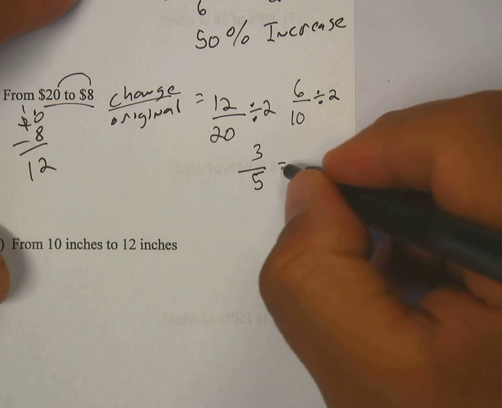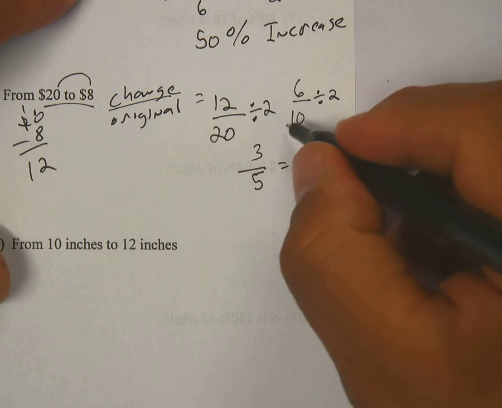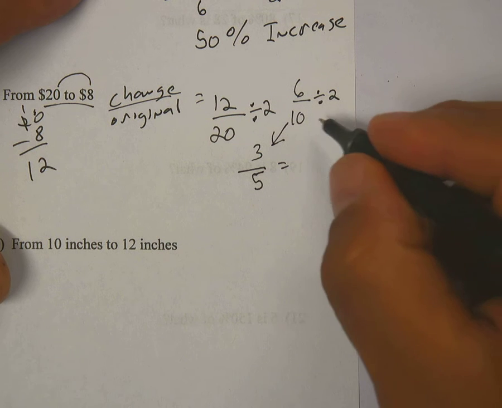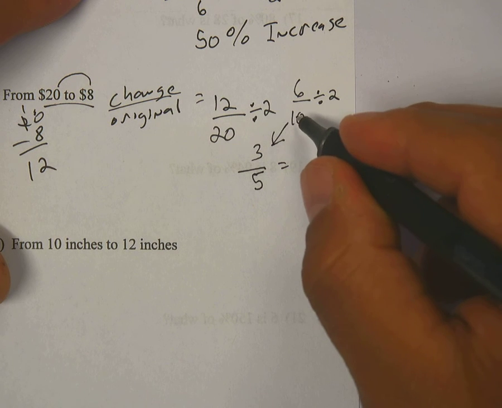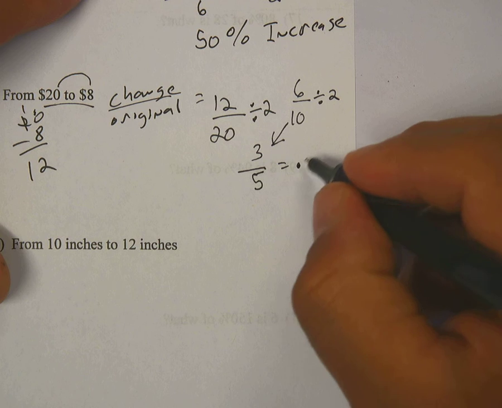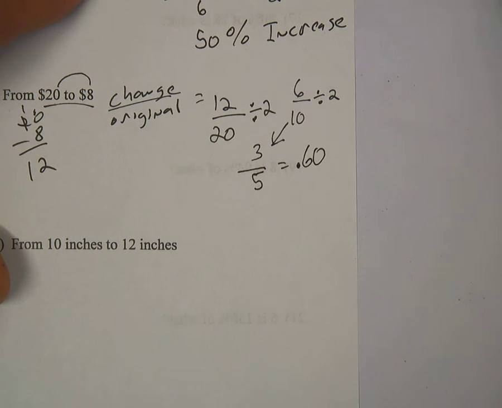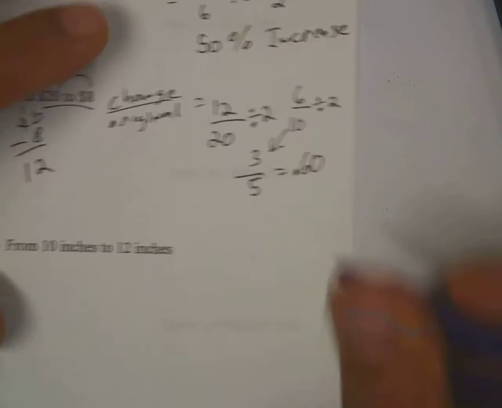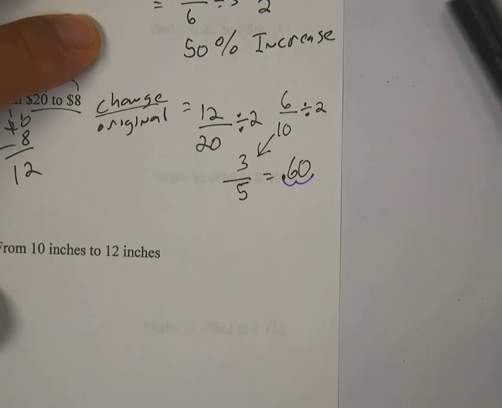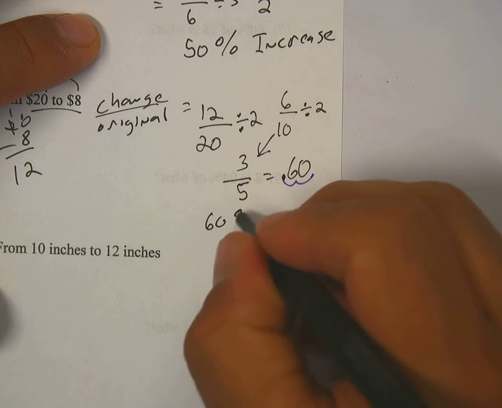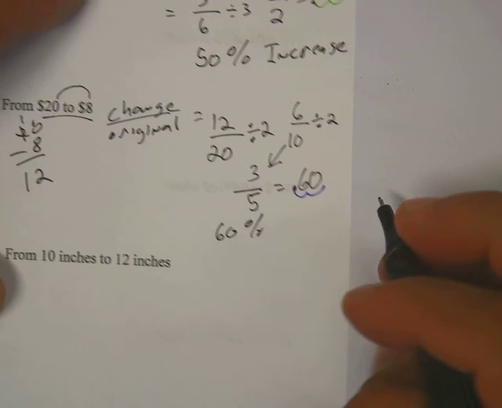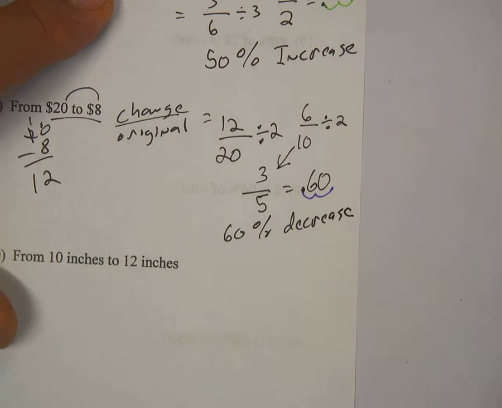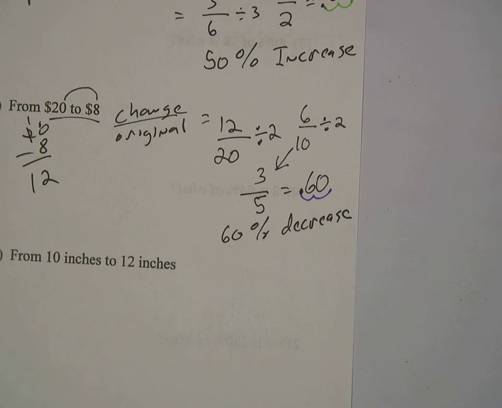And from here, or from here, either or, I should be able to see the decimal of this. Well, 6 out of 10, 6 out of 10 dimes is the same as 3 out of 5, which is 0.60. If I move the decimal 2 times to the right, 1, 2, I get 60%. And we went down, so it's a 60% decrease. Okay, 60% decrease. I'll do one more here.